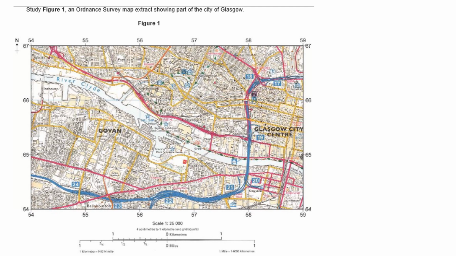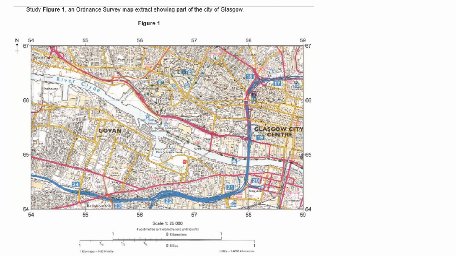Okay, study figure 1, an Ordnance Survey map extract showing part of the city of Glasgow. Now, that is quite blurry. I have actually found a better version, but I wanted to show you the version that you were given in the exam. It wouldn't be blurry in the exam, but I wanted you to see the actual copy.